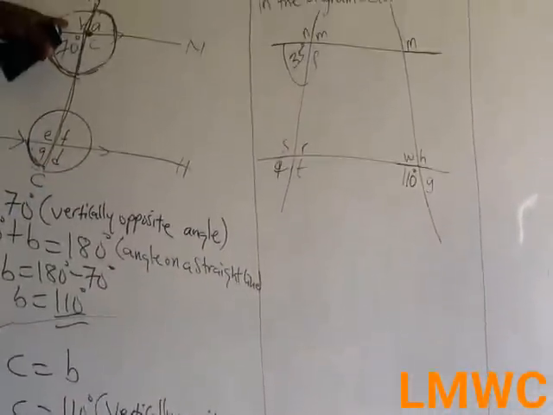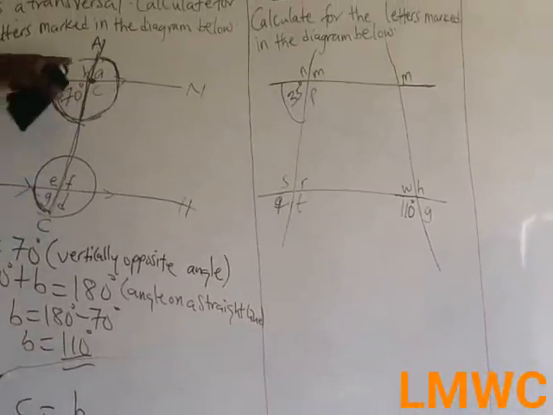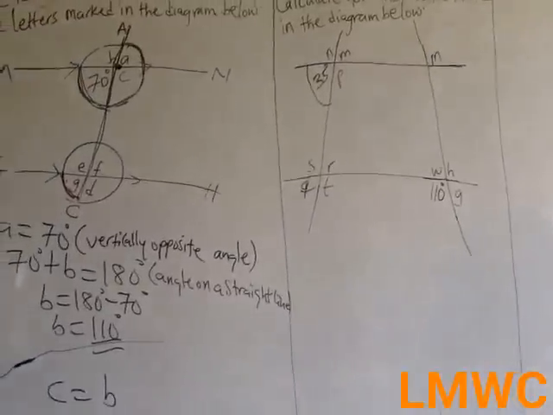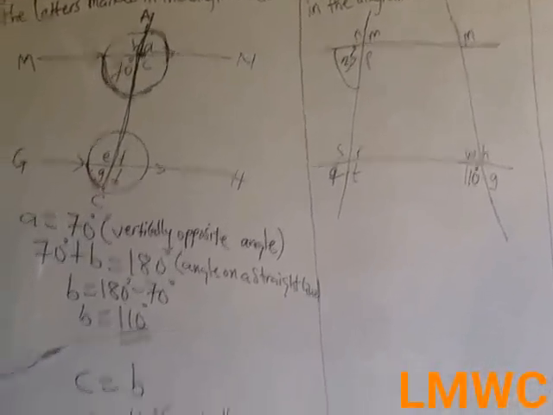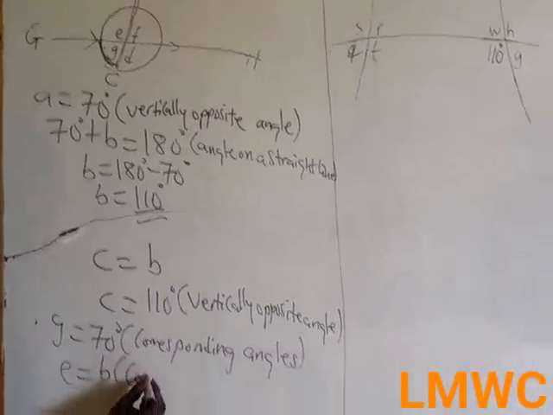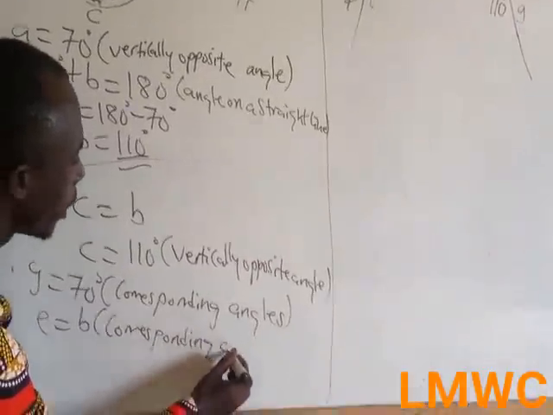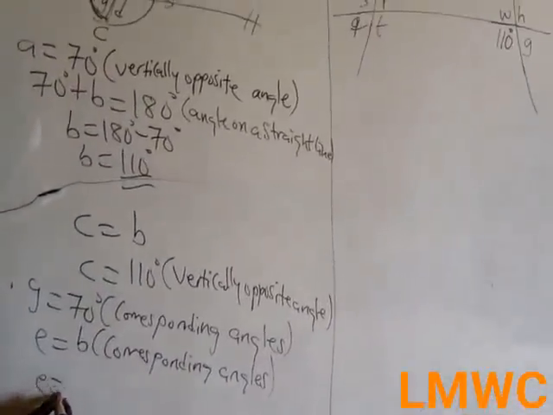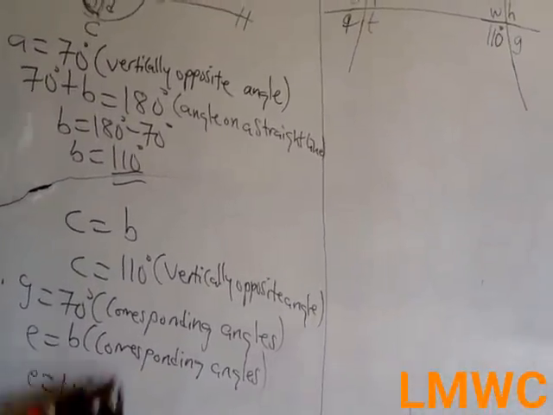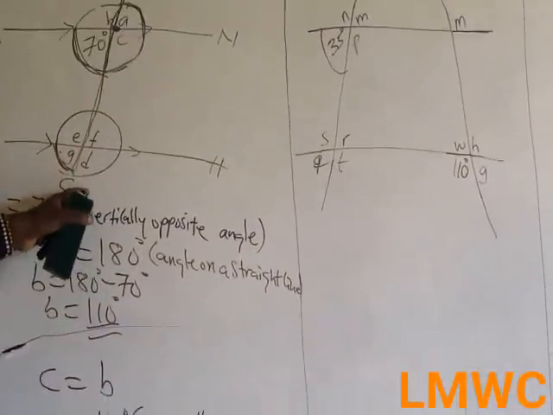What is E? E is equal to B. And our B, we had 110. E too corresponds to what? B. Once you know your principle, it becomes simple. It's not difficult. E is equal to B, corresponding angles. And we all know corresponding angles. So our G is what? 110 degrees. It's left with F and D.